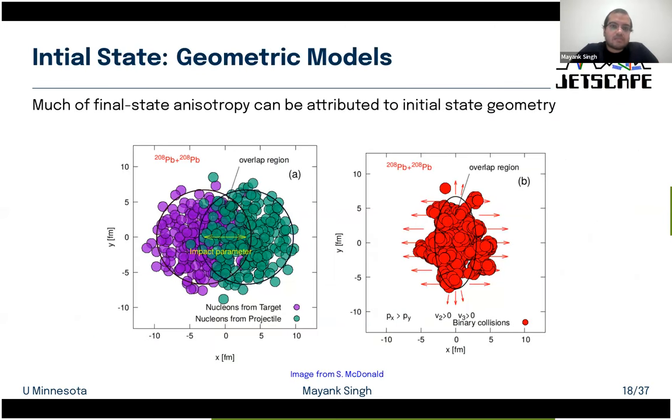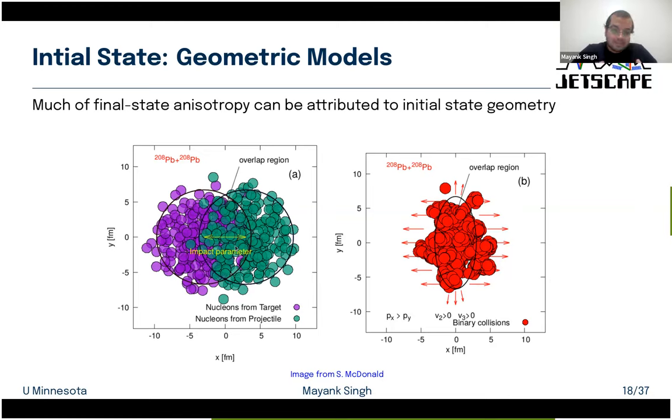So initial state has been a topic of immense interest ever since the heavy ion collision program came into being. And much of the final state anisotropy in momentum, these harmonic coefficients, can be attributed to just the initial state geometry. So as a function of centrality, that's sort of preempted by that question. If you have a more peripheral collision, you have this shape in the initial state itself. And obviously you get more flow in this direction, less flow in this direction. And you see final state momentum anisotropy in this particular way.